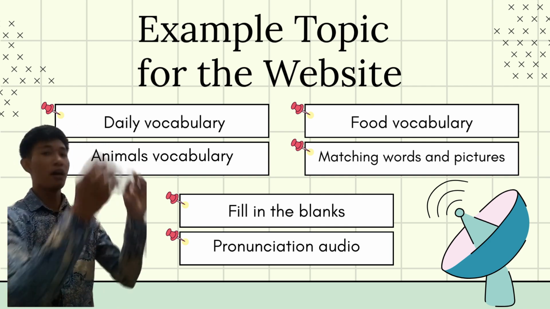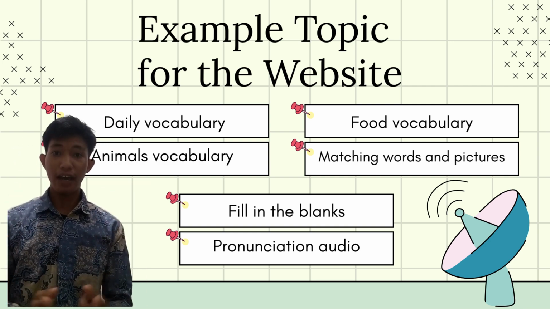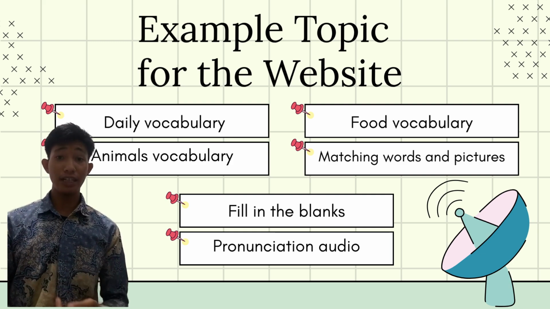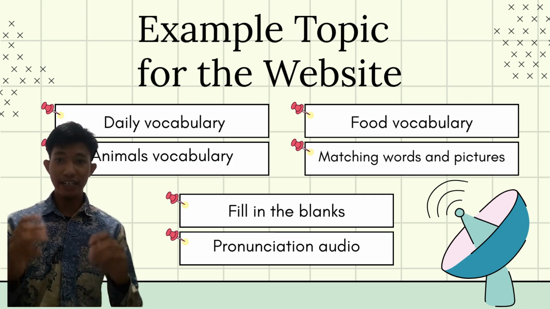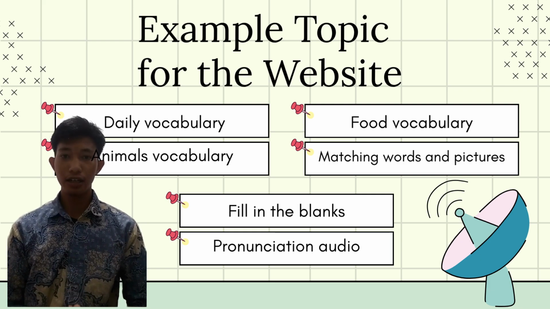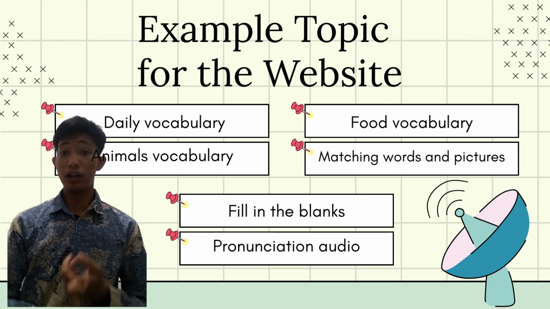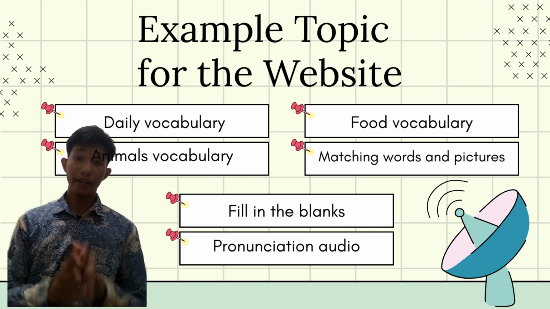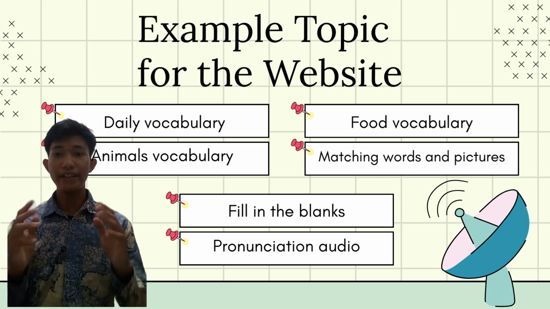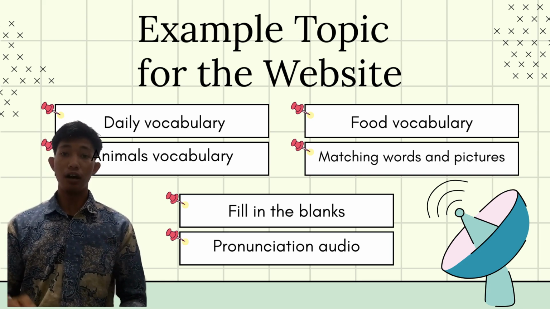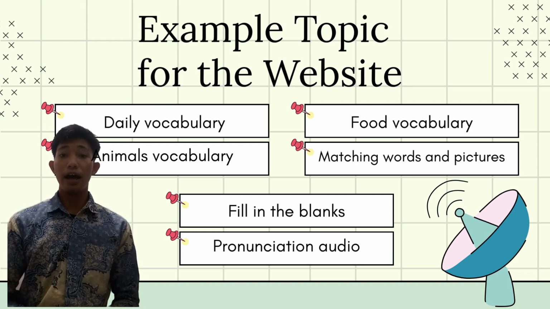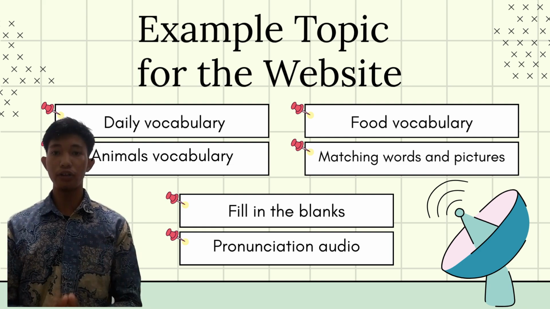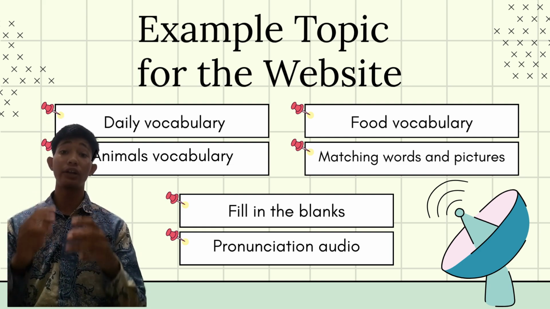Let's see the example. For my website, I choose vocabulary learning. This topic is simple, useful, and easy for students to practice. The contents can include daily vocabulary, animal vocabulary, and food vocabulary. It can also include matching words and pictures, fill in the blanks, and also pronunciation audio to make the lesson more interesting.